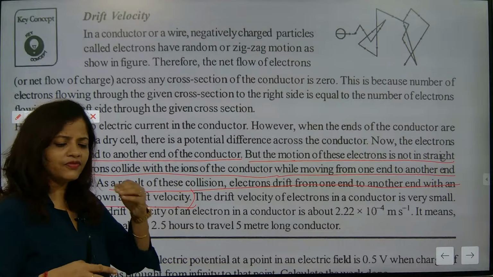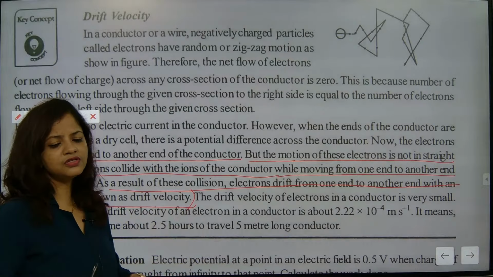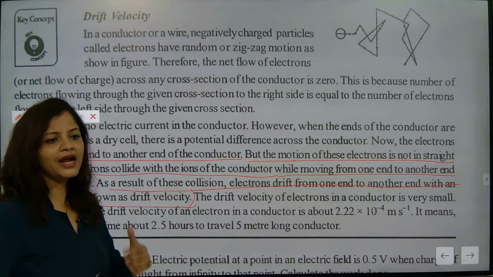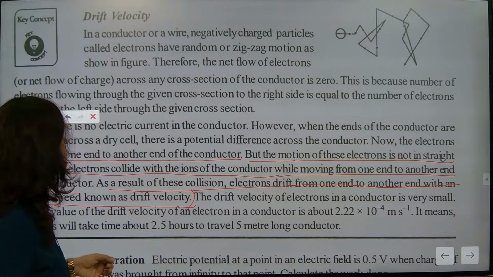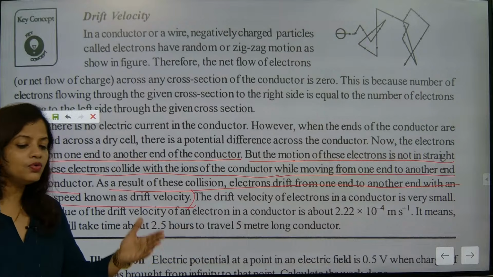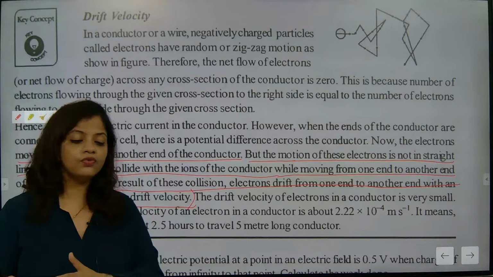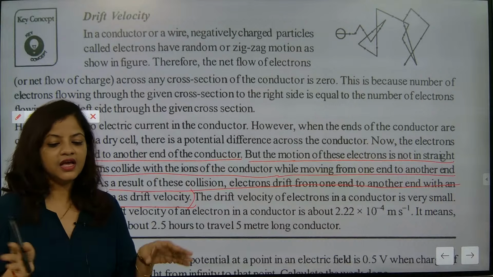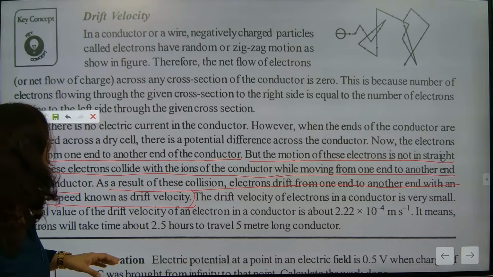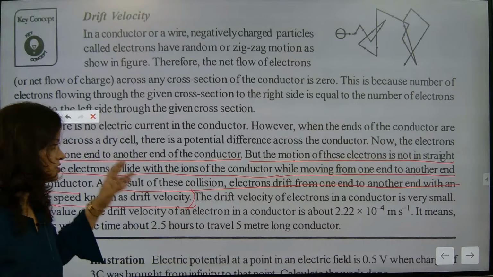The atoms have given the electrons, so the atom becomes the ion. Understood? In due course of motion, the electron coming out from the atom, now that the atom has become an ion, will start colliding with the ions itself. This is the most important thing.